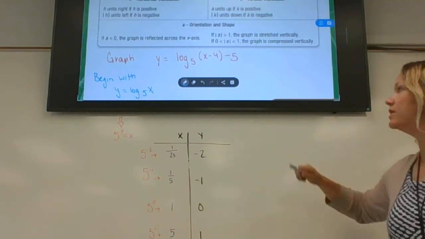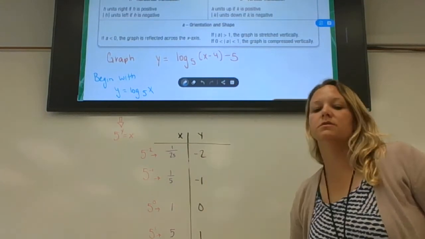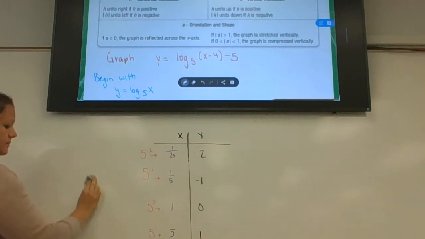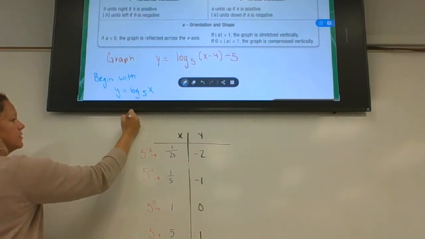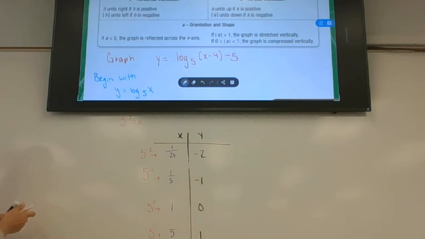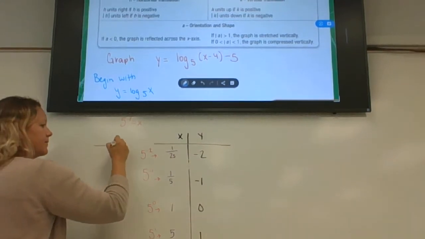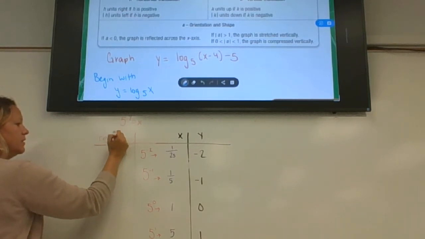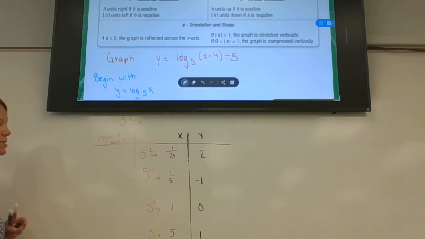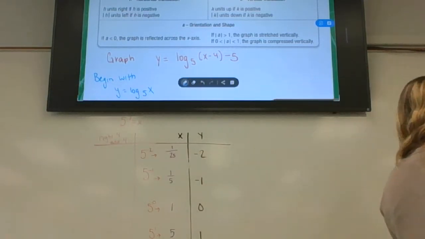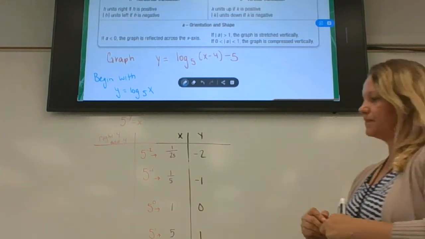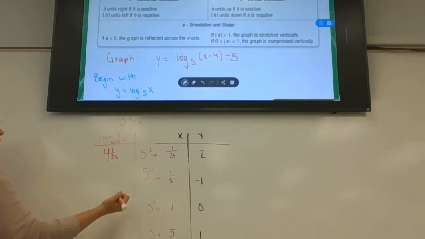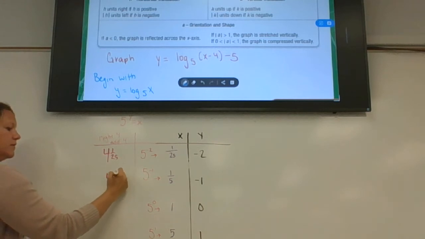Alexis, what do you think this 4 is going to do to these numbers? So I'm going to extend this table. And now I'm going to go right 4, which means I add 4 to each of these. And so like we've done in the past, you are allowed to use a mixed number. So 4 plus 1/25 is 4 and 1/25. 4 plus 1/5 is 4 and 1/5.